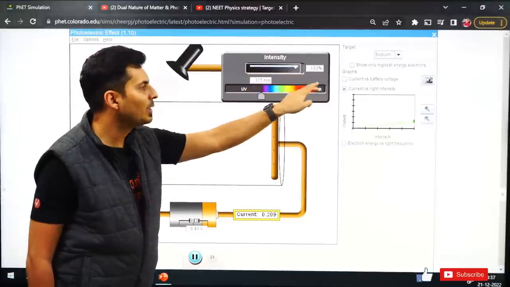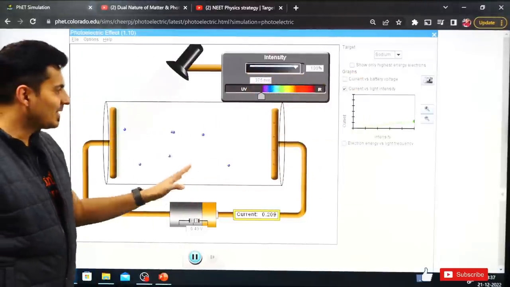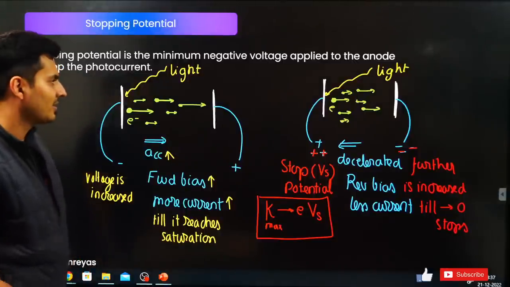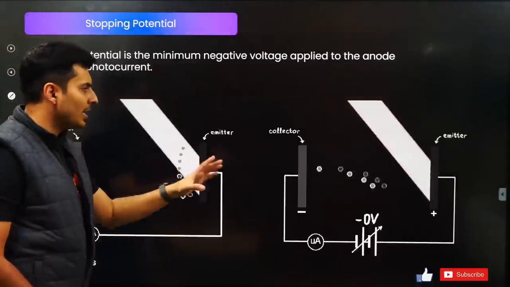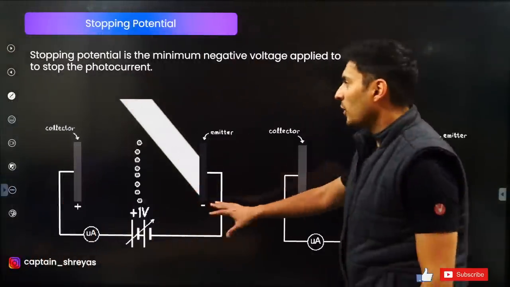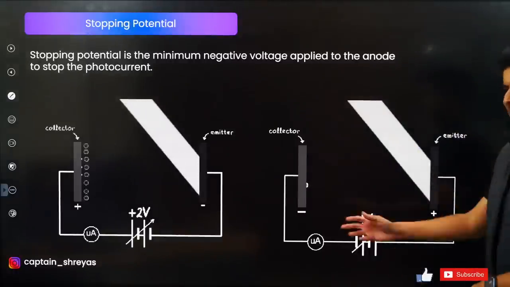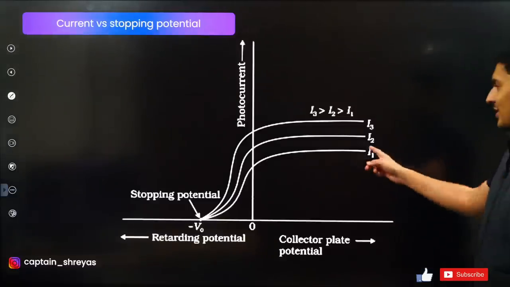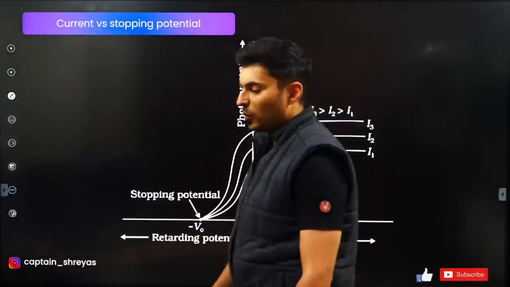As I increase the intensity of light, the current also increases. That's a beautiful graph right over here. What a beautiful way to study this, guys. Okay, so I have kept the animation also over here for both forward bias as well as reverse bias. It's there in the PDF as well. It will be available to you. And this is the graph that exactly what we are looking for.